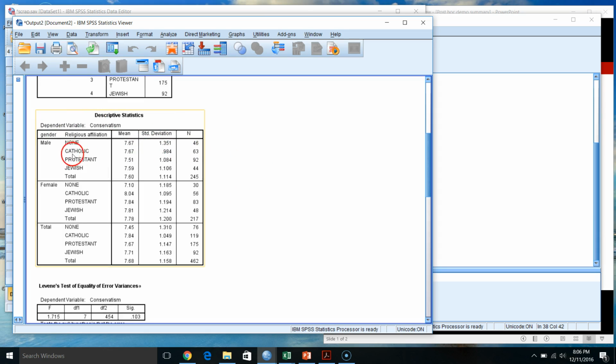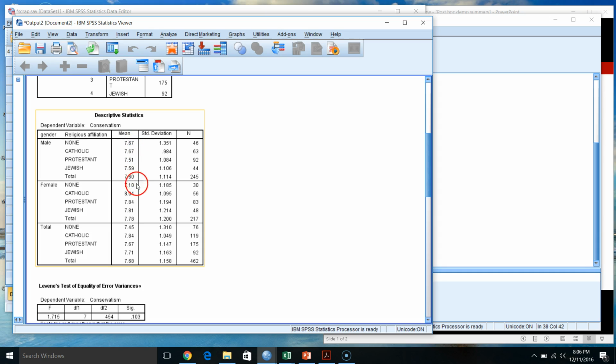Going down to our descriptives, we're getting means, standard deviations, and cell sizes for men who don't affiliate with a religion, Catholic men, Protestant men, and Jewish men. Same thing for the women in our sample. Again, we're seeing some discrepancies in our cell sizes. Our smallest cell is women who don't identify with a religious affiliation. The smallest male cell is Jewish men.